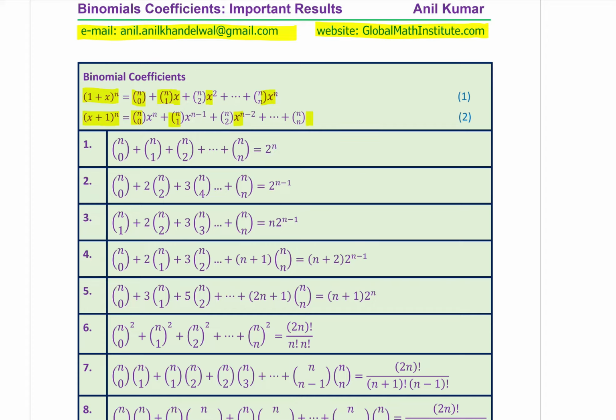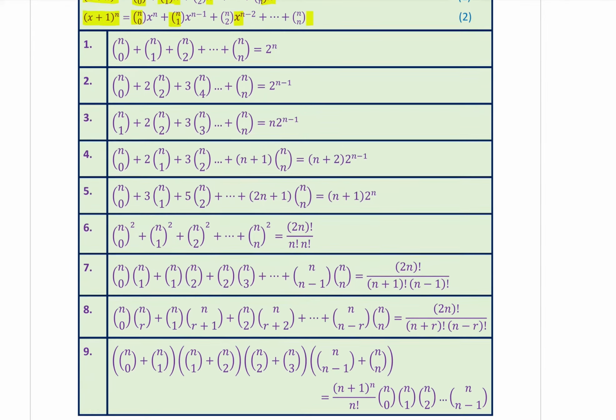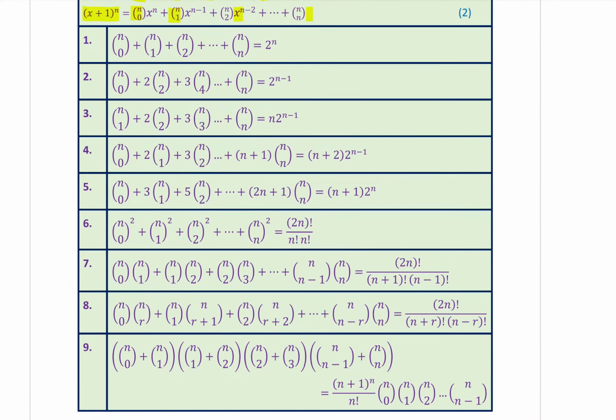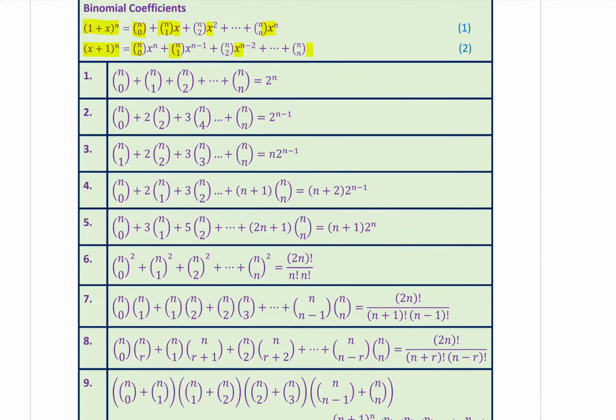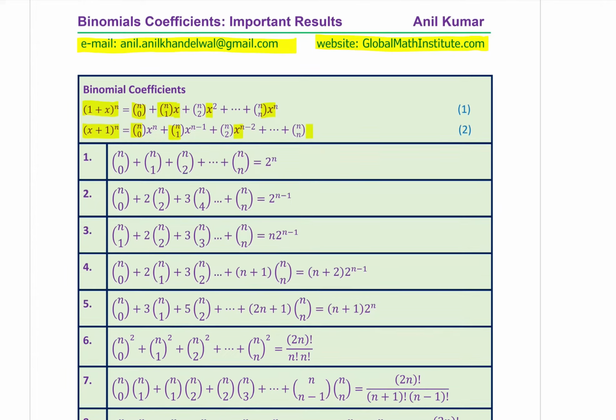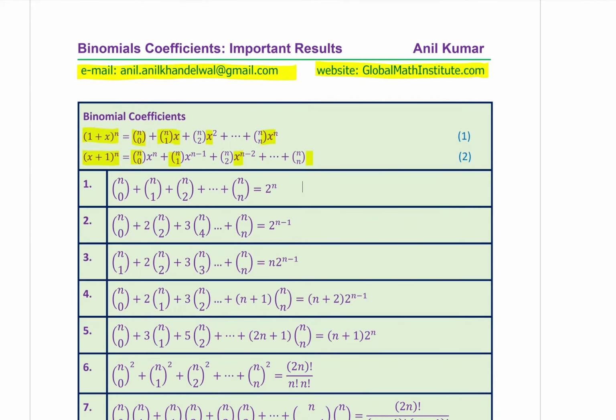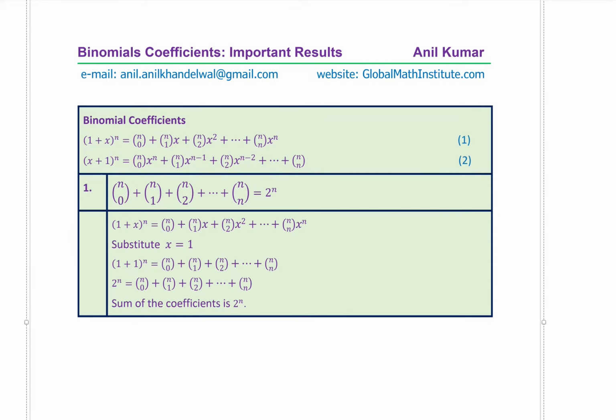So these are the 9 results. 7 of them I think are clearly visible, and then these are the other two. So we'll take them one by one, and I hope it is going to help all the students a lot for preparation of their examinations. So we'll begin with the very first result, which is very common, known to most people.